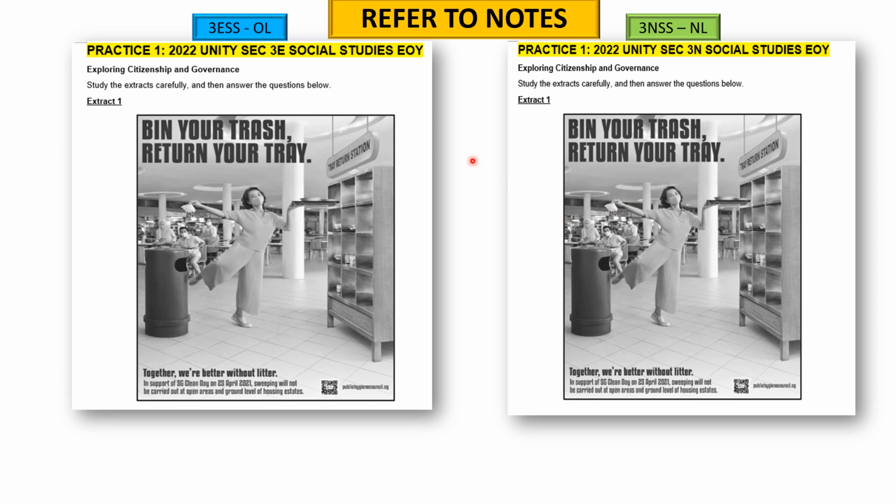One. So once you get an extract like this, remember we said that the extracts could be an infograph, it could be a picture, it could be just something textual, just written words. It's possible. So this is an infograph, and you can see it says bin your trash, return your tray. It's the same thing. Okay, so how do you go about answering the question? First, again, remember, we need to unpack the question.